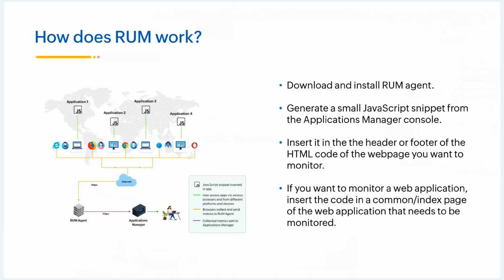If you wish to monitor the web application, you will need to insert the code in the common or index page of the web application that needs to be monitored. Upon loading, the JavaScript snippet will act as code that collects performance data and constantly transmits it to the RUM agent. The agent communicates between the JS code and the Applications Manager web client, which depicts the captured data.